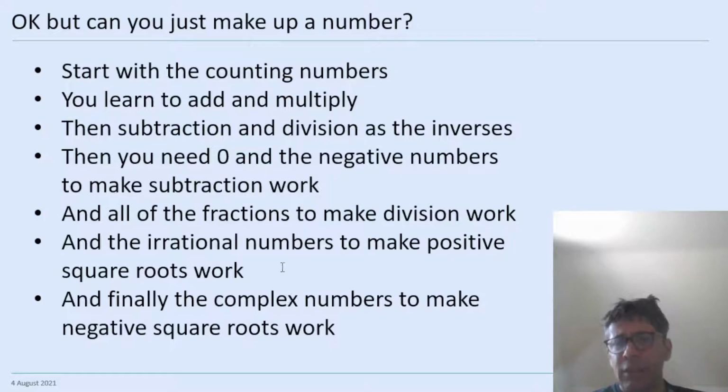We actually need some more numbers, which we call the irrational numbers, to make positive square roots work, because we can prove that the square root of 2 is actually not a fraction, or the square root of 3 is not a fraction. So we need new numbers to make positive square roots work, and then finally we invent the imaginary numbers and then the complex numbers to make negative square roots work. So actually the imaginary numbers or the complex numbers, they're just part of a journey that we've started a long time ago. So there's nothing particularly odd or weird about them.